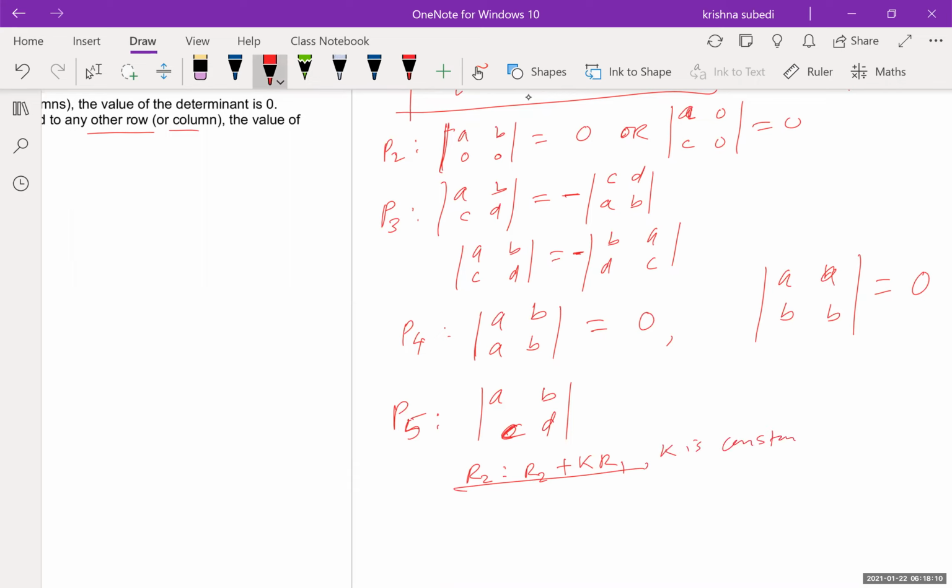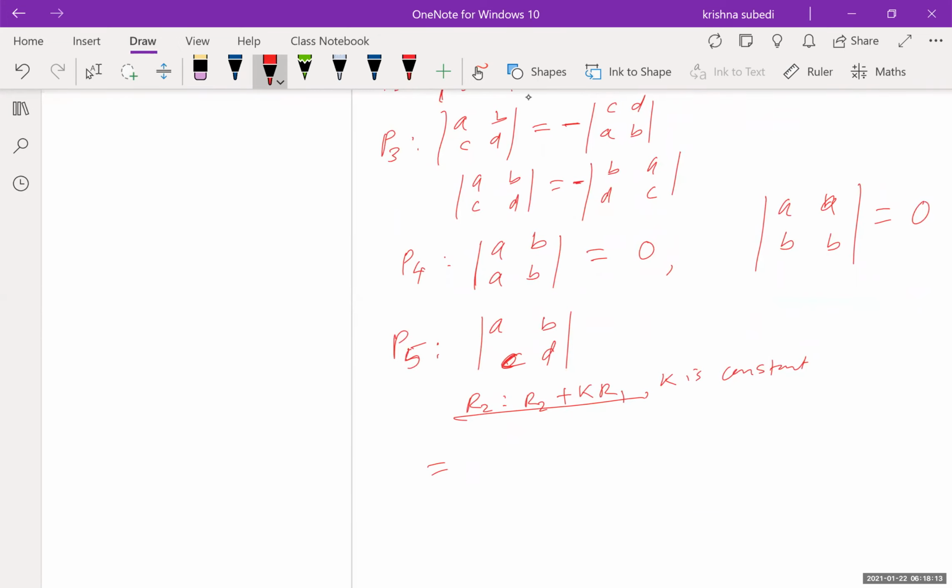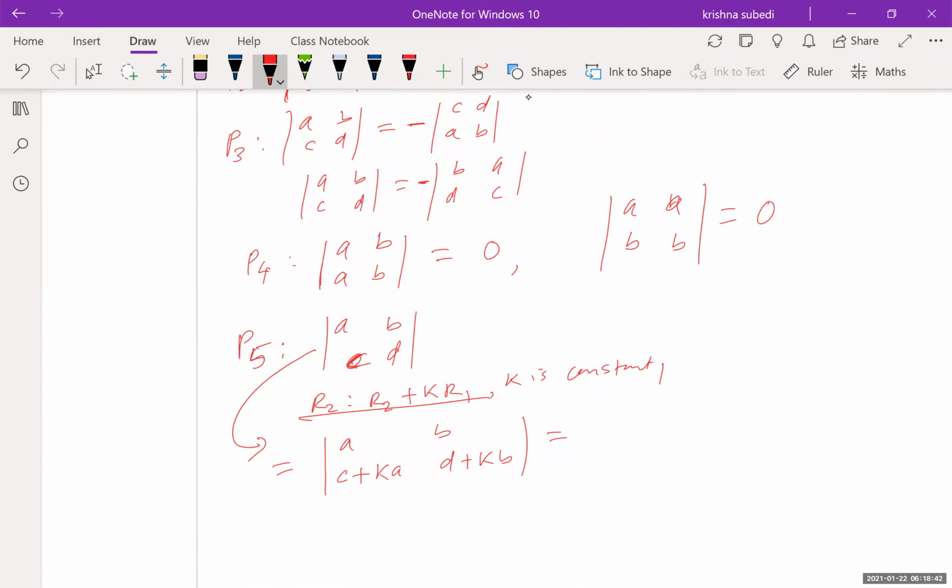Then in that case, I did nothing in the first row, so I just copy that as it is. In the second row, I decided to do R2 plus KR1. So R2 means C plus KR1 means KA. And here D plus KB. So the determinant of this and this must be equal. They are equal. And also, instead of that, you can do it with columns as well.